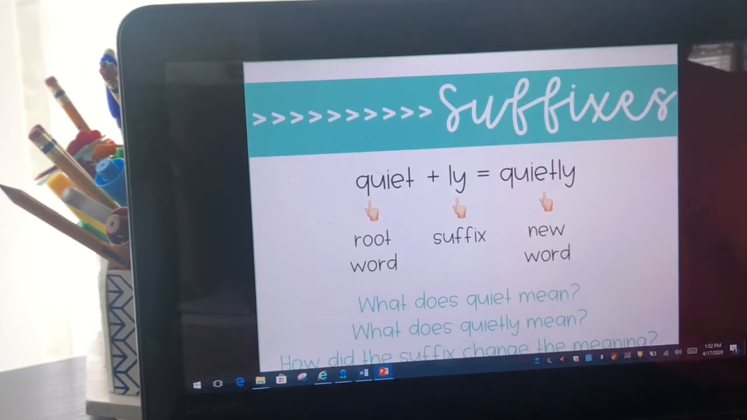The next suffix that we're going to talk about is ly. So if we have the root word quiet, we add the ending ly. The new word is quietly. So what does quiet mean? When there's no sound, right? What does quietly mean? When you say something quietly, you say it very softly.